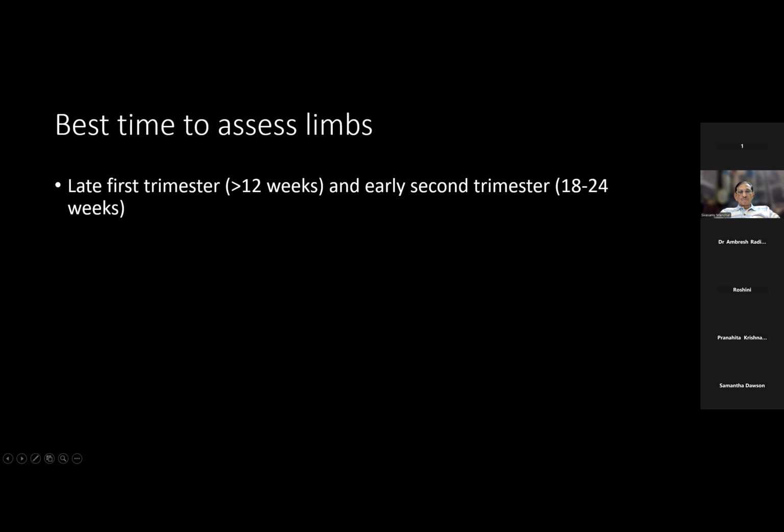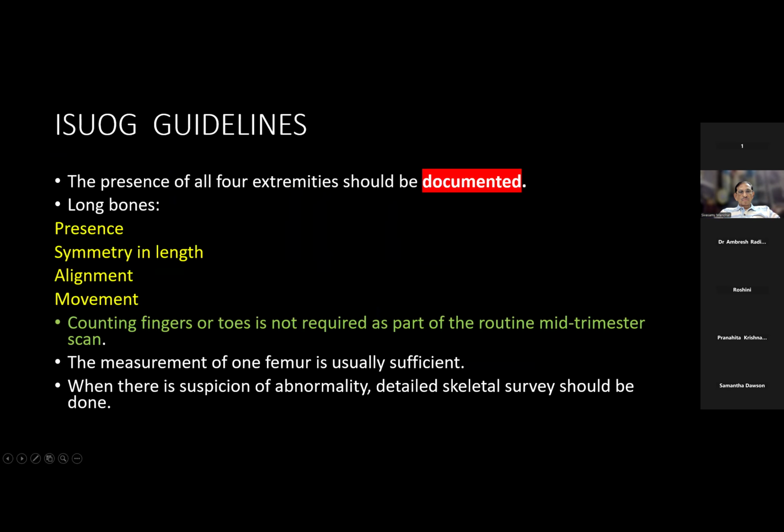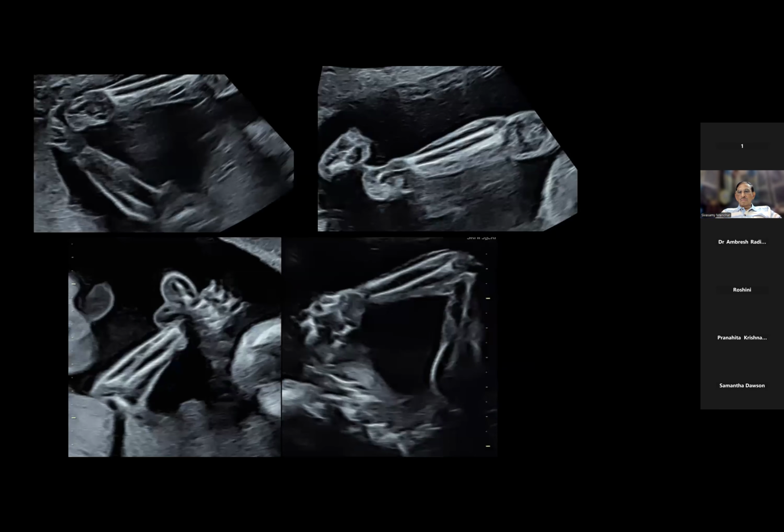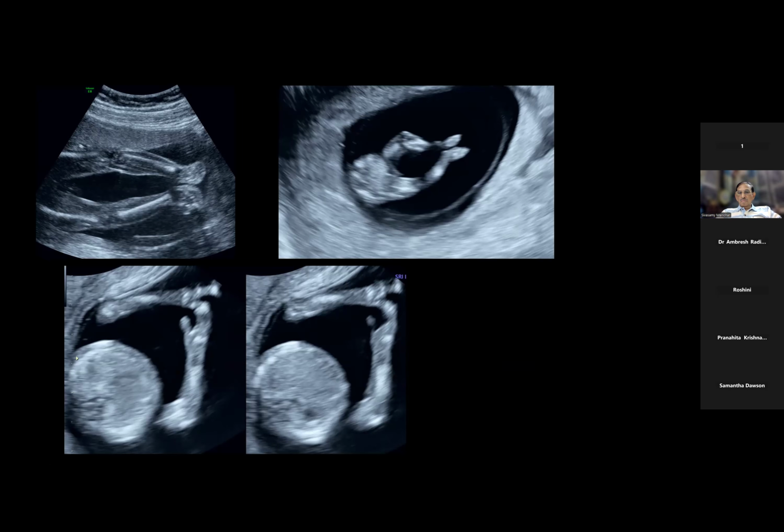So yeah, we should always document the presence and symmetry and length. Symmetry is assessed by eyeballing. It can be done by documenting a coronal section of the entire limb, either the upper limb or lower limb, which rules out limb length discrepancy, or we can document it in a side-by-side fashion, through which eyeballing is easier. So we can assess the symmetry of length of bones here.